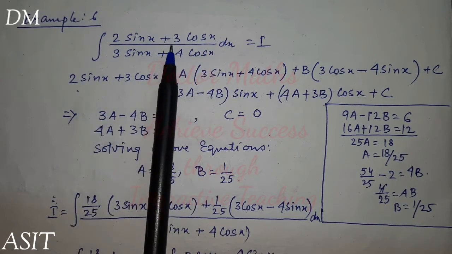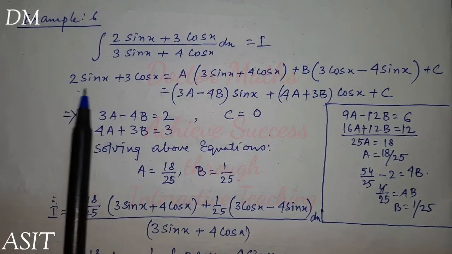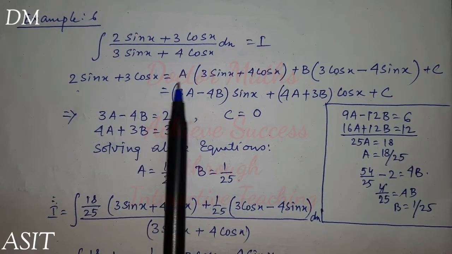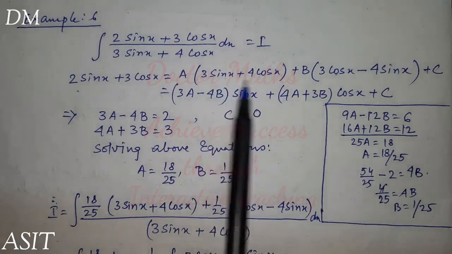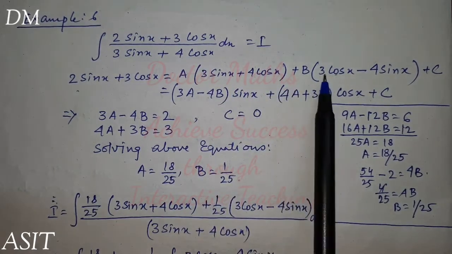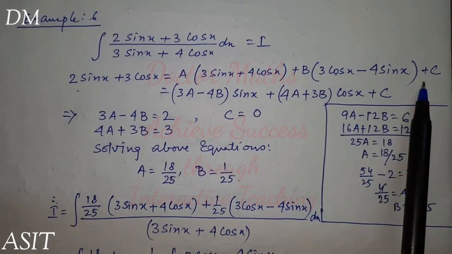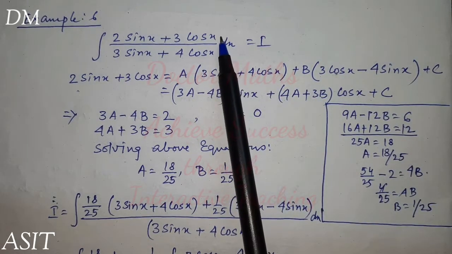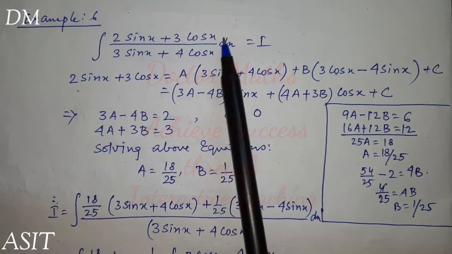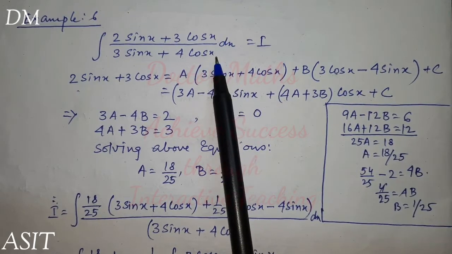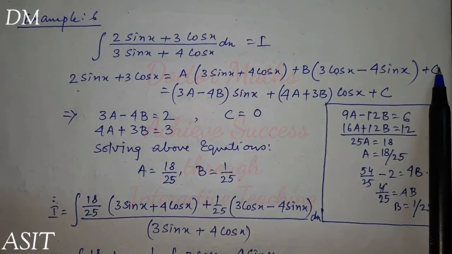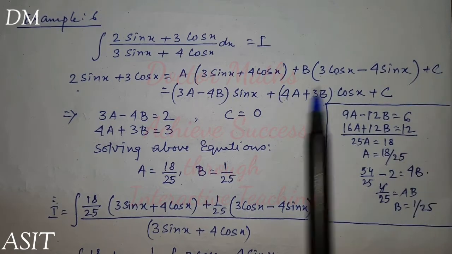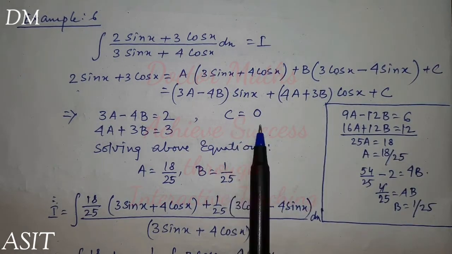So here I will apply the rule, and we will write the numerator as a multiplication of a into the denominator plus b into the differentiation of the denominator plus c. Now let me tell you here, as I told, since there is no constant term in both numerator and denominator, you can skip this c also. You don't write c, because I will get the value of c as 0.